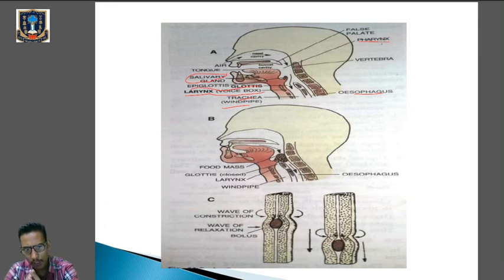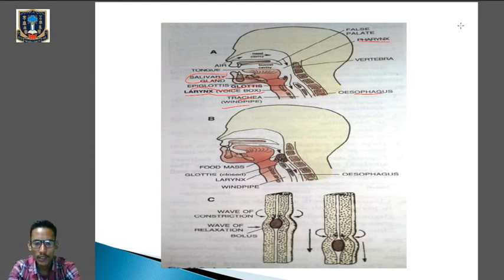The voice box needs to be covered, the trachea or the windpipe needs to be covered, because by chance if the food enters over there, it will lead to difficulty in breathing. So the windpipe, the trachea, and the voice box, the larynx, are covered by the help of a structure known as the epiglottis, or flap-like cover. Okay, so this epiglottis will cover the voice box and the trachea, so that the food will not enter the windpipe, and the only way for the food or the bolus to enter is through the oesophagus.